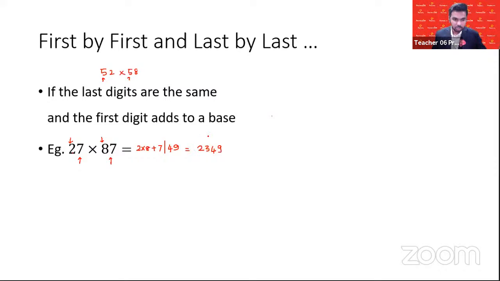Yes. Let us do one more example. 69 times 49. 9 into 9 is 81. And here, to get the first part, you have to do 6 into 4 plus 9. What is 6 into 4? That is 24. 24 plus 9 is what? 33. So this is 3381.